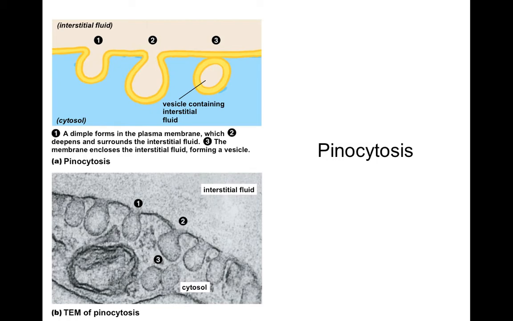So this is what pinocytosis looks like in a transmission electron microscope. So this is the first invagination. You can see that invagination gets more of a bulbous form, and the membranes are coming together, and then eventually they pinch off and come into the cell.